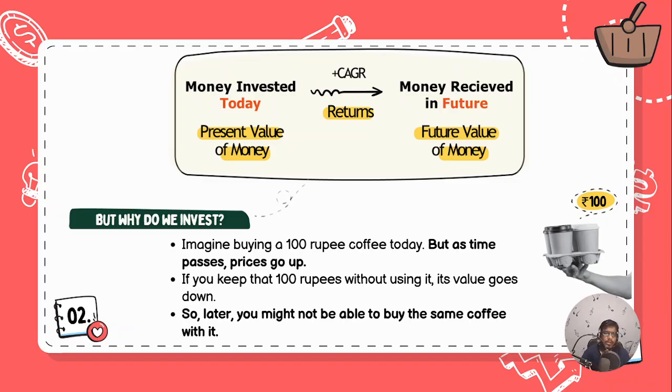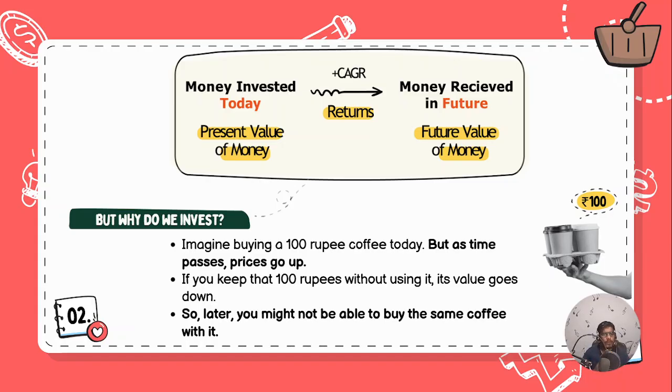Now the question comes up: why do we need to invest actually? Imagine buying a 100 rupees coffee today. As prices go up, we know that a 100 rupees coffee today would be 150 in future, because inflation always persists in the economy. So if you keep that 100 rupees without using it, its value goes down, because 100 rupees today would be worth something different in future.